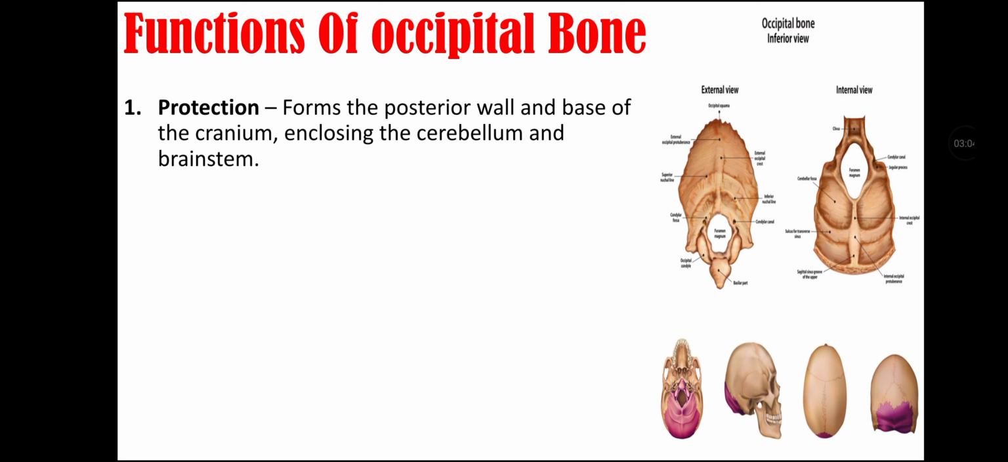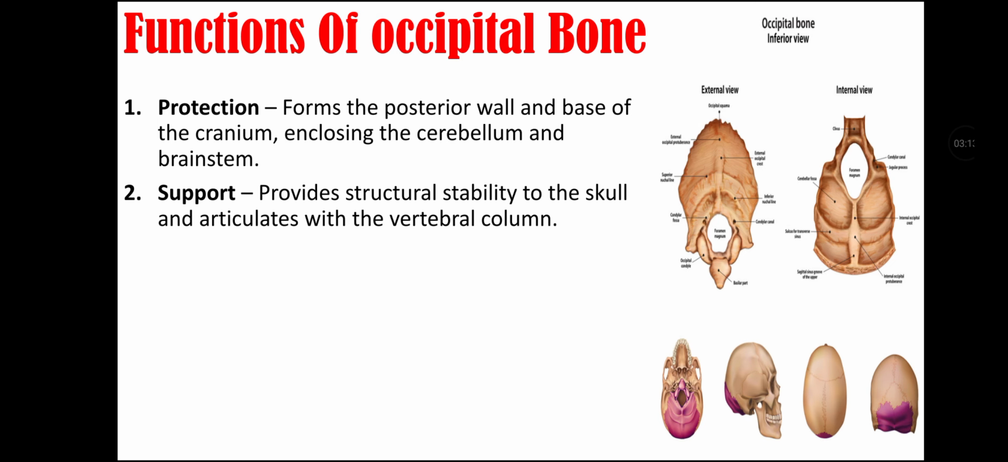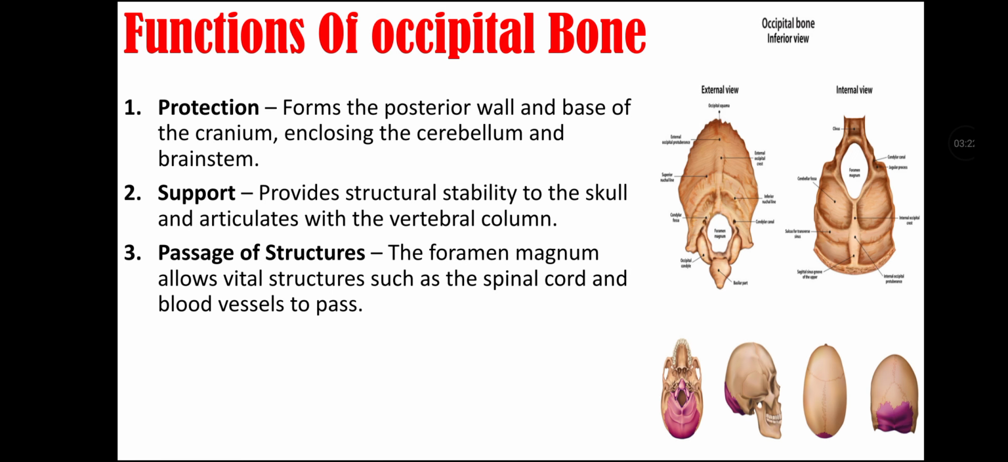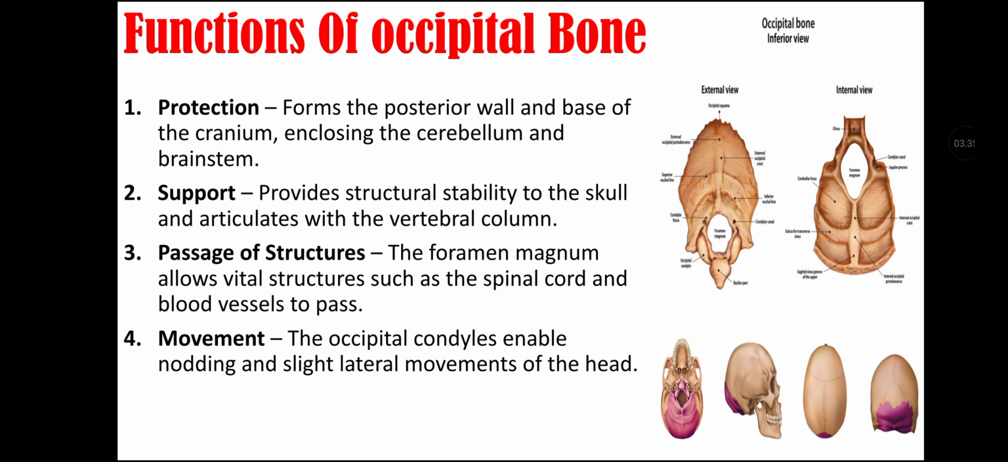Functions of the occipital bone. First function is protection, as the occipital bone forms the posterior wall and base of the cranium, enclosing the cerebellum and brainstem. Second function is support, as the occipital bone provides structural stability to the skull and articulates with the vertebral column. Third function is passage of structures, as the foramina allow vital structures, especially the foramen magnum allows vital structures such as the spinal cord and blood vessels to pass through. And also there is the hypoglossal canal and jugular foramen.